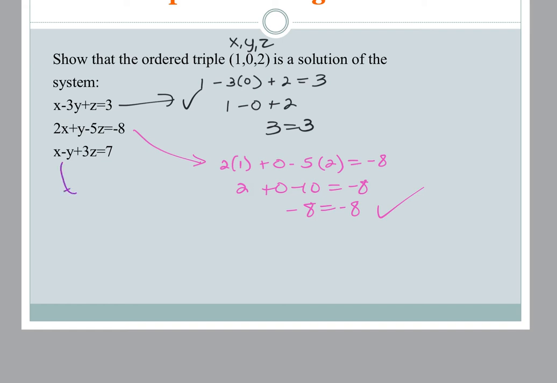And the third one here, 1 minus 0 plus 3 times 2 equals 7. 1 plus 6 is 7. 7 equals 7. So just like last time, this is not like a test question. This is just showing you that they can all be checked. With extra time, you'd be able to plug those back in.